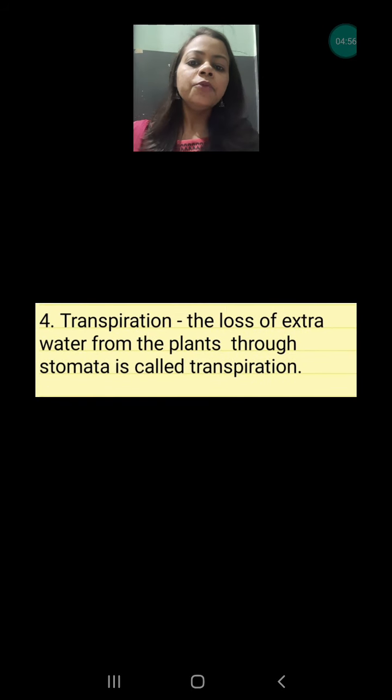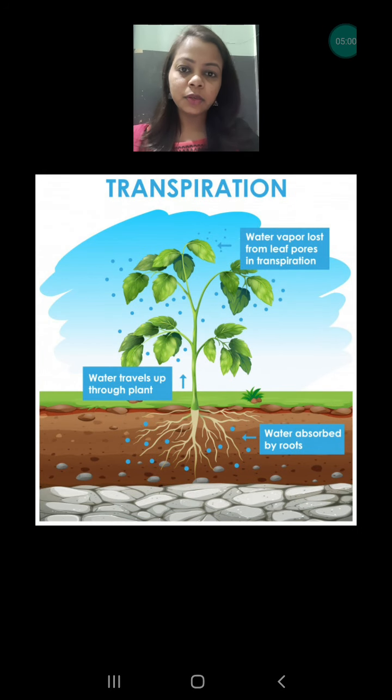Fourth is transpiration. Transpiration is the process... which process? Sometimes after the photosynthesis, just now I explained, in the photosynthesis water is used, but sometimes plants have extra water. After the photosynthesis, extra water is remaining in the plant, so that water is released by the plant into the air with the help of the stomata, which are the small pores.